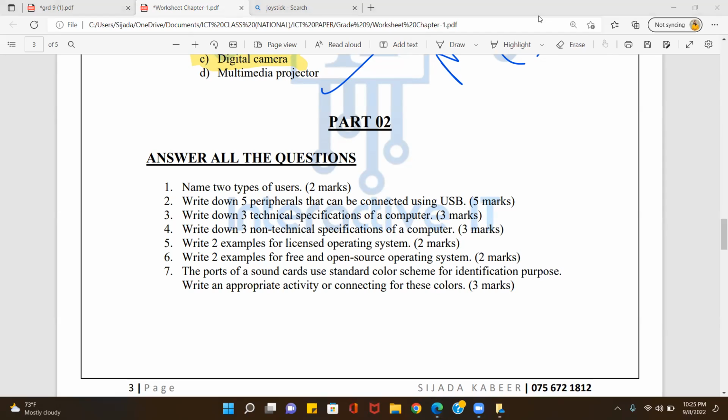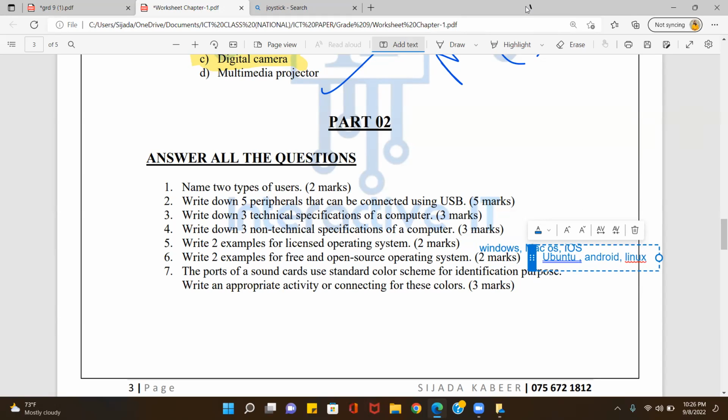2 examples of licensed software. What are the 2 examples of licensed software you can tell? Windows and Mac OS. Also you can say iOS. And then free and open source, it is Ubuntu you can say. Android also. The Android phones that you all are using are free and open source. Or Ubuntu, Linux, Android. All these are free and open source operating systems.